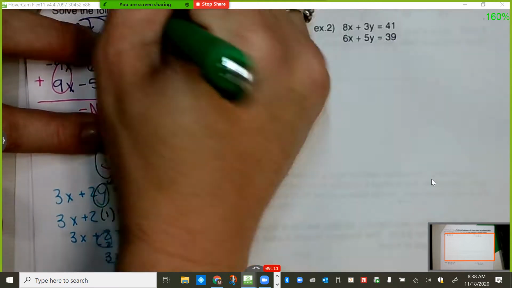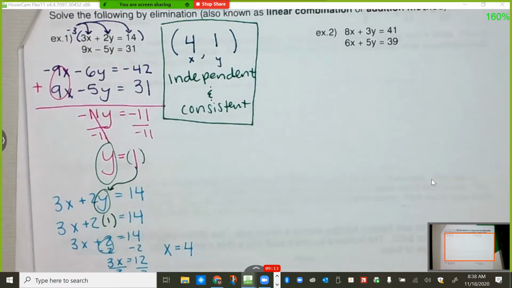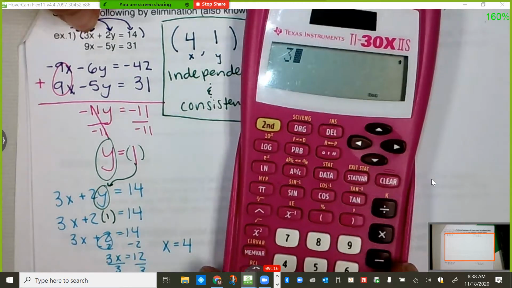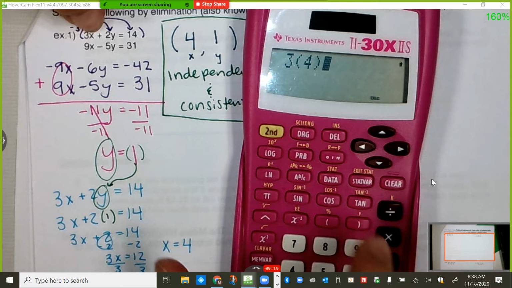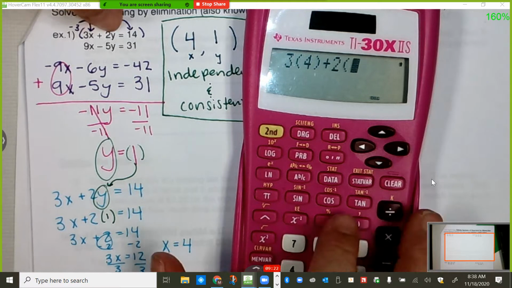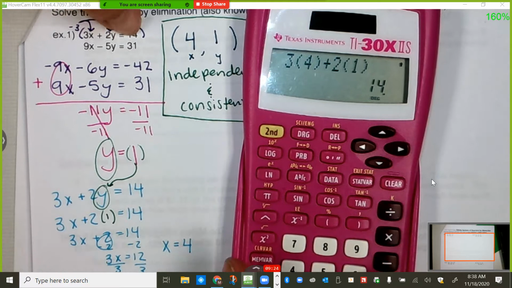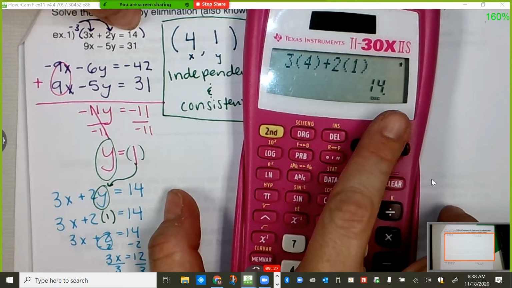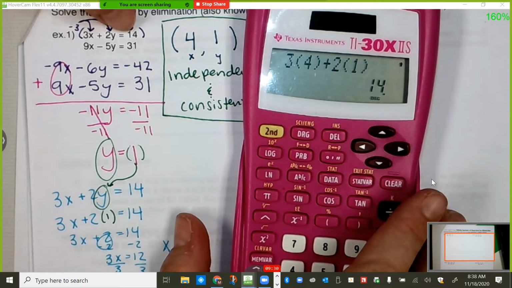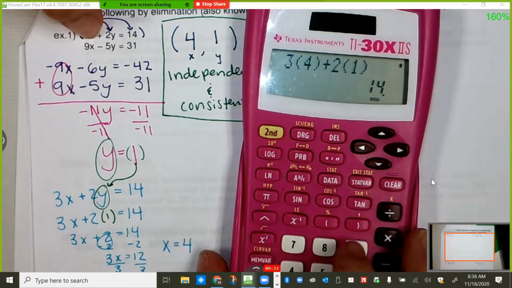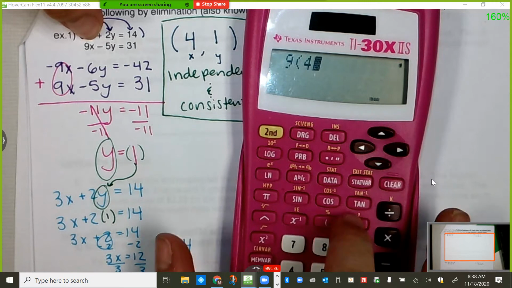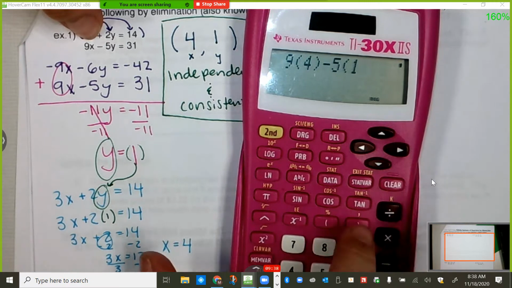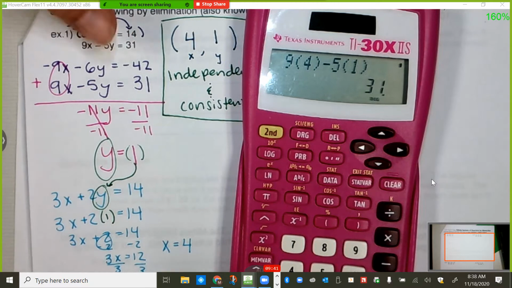Now, do you think you can check your work still just using your calculator? Yeah. 3 times x, which is 4, plus 2 times y, which is 1, should equal 14, did it? Did it work? Yeah. Now, am I supposed to check it in one equation or both? Both. Remember, it has to satisfy both. 9 times 4 minus 5 times 1 should equal 31. Did it work? Yes, so my solution is correct. Okay? Any questions with that? Cool.